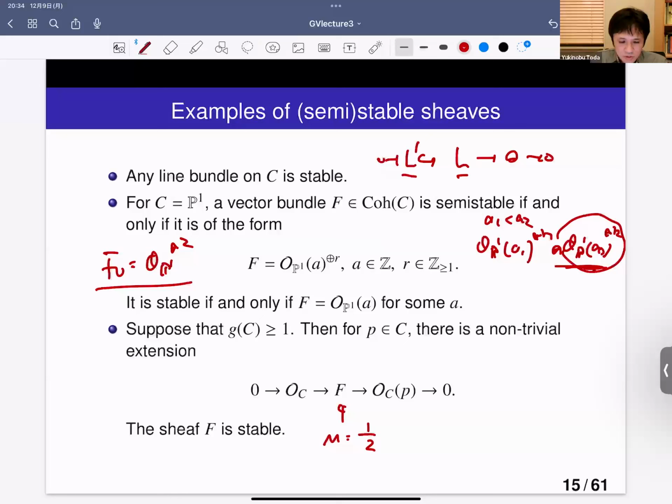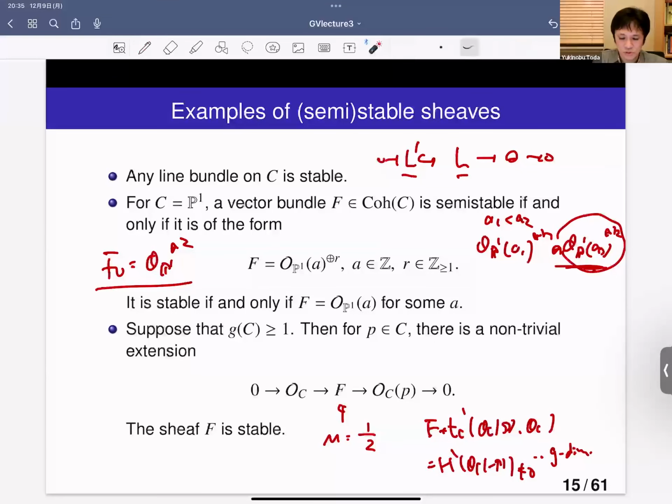And so this condition is necessary because, for example, by using the Riemann-Roch theorem, this extension group, that is Ext^1(O_C(P), O_C), so this is H^1 of O_C(-P), is g-dimensional. So when g is positive, this is non-zero. So we can always find some non-trivial extension which gives a non-trivial example of a stable vector bundle on a curve.